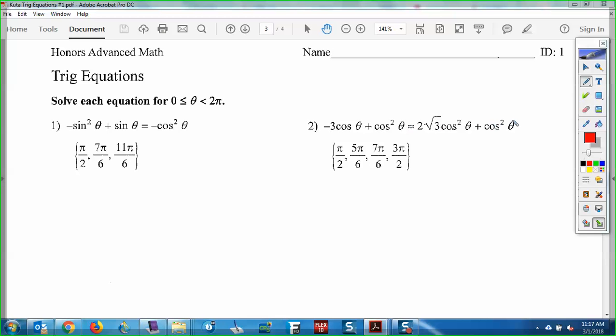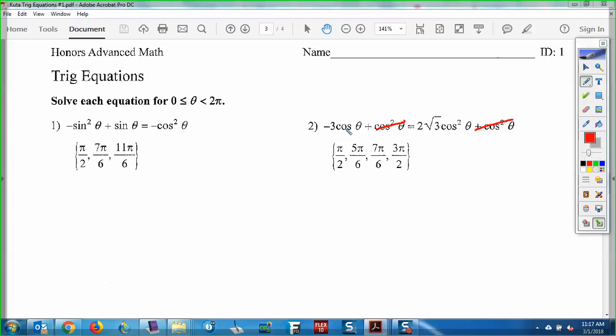But anyway, on this one, I noticed there's a cosine squared on both sides, so I can just subtract those and they subtract away. Then we end up with a cosine squared and a cosine, one on each side. What do you want to do with that? Subtract it over. Do not divide by cosine. Do not divide by cosine, okay?